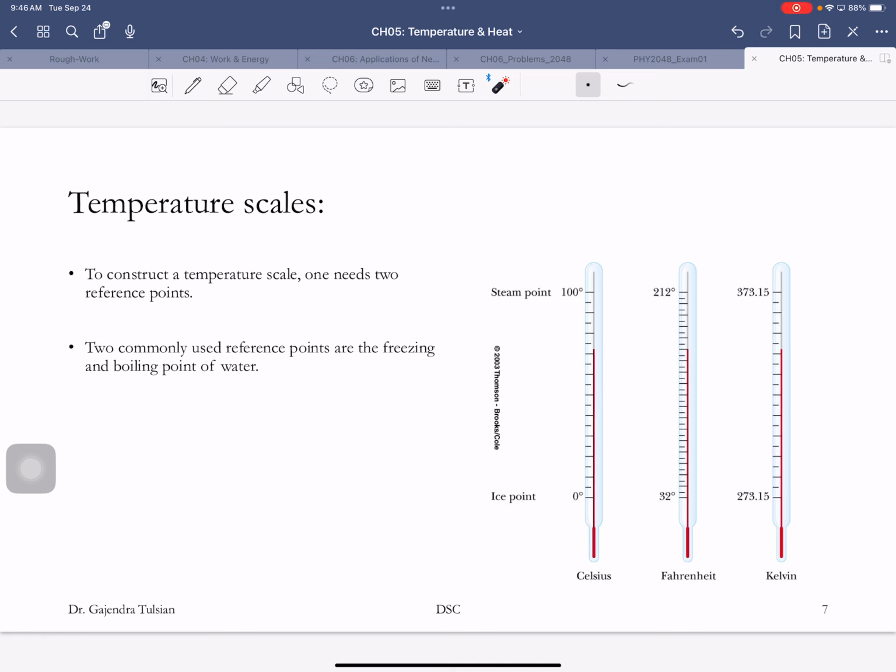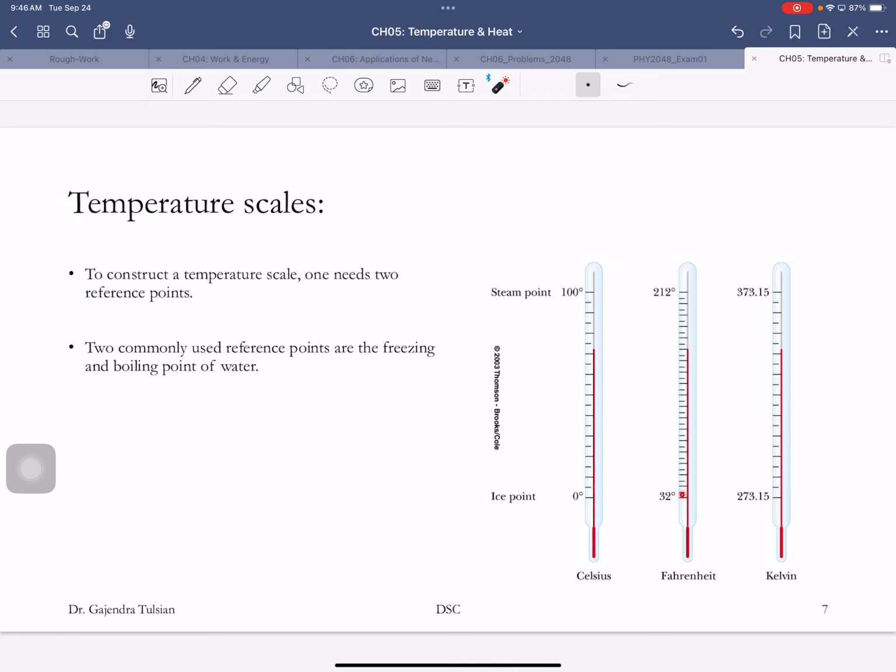Between these two temperatures, there's 100 degrees. How many degrees are there between these two temperatures? 100. So it seems these two scales are similar, and we'll come to why we have both. How about this one? Between these two, there's 180 degrees. So this is a finer scale, a finer grain.